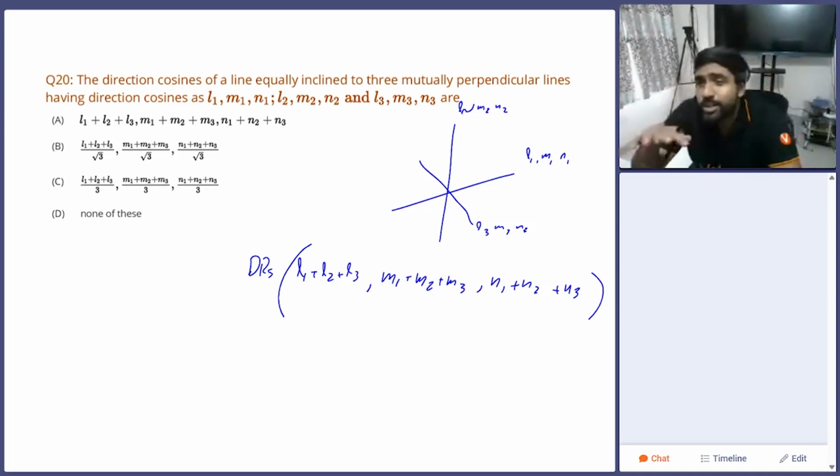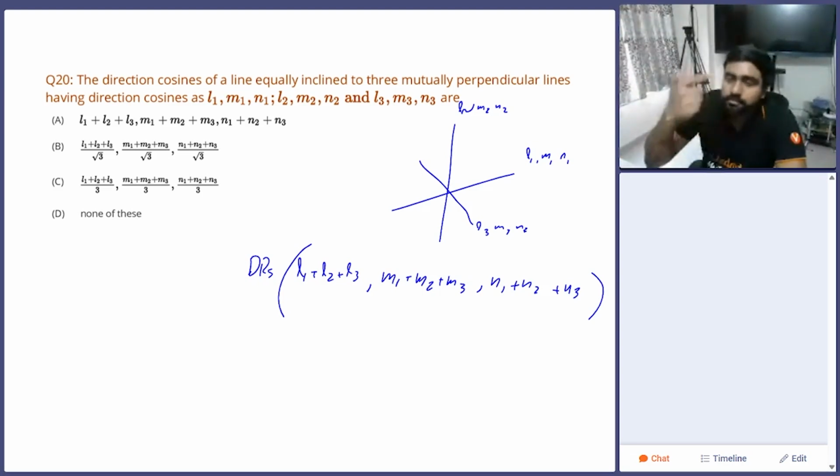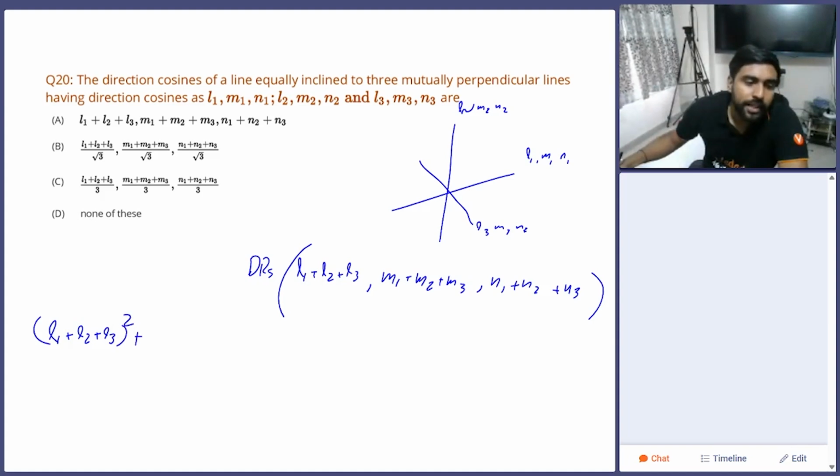So now the entire goal is going to be, how do I get these direction ratios I have, how do I convert them into direction cosines? I need the magnitude, right? So basically what will the magnitude look like? It is (L1 + L2 + L3) whole square plus (M1 + M2 + M3) whole square plus (N1 + N2 + N3) whole square.